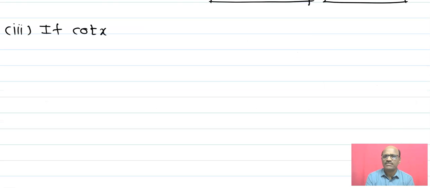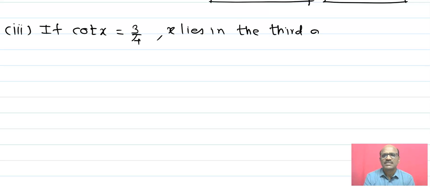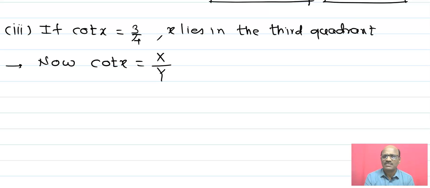Now next, cot x is equal to 3 by 4 and x lies in the third quadrant. Again this is the third quadrant, and cot is positive already there. Now, again, we only require here the value of r. Since the angle is taken as small x, I am changing it here.